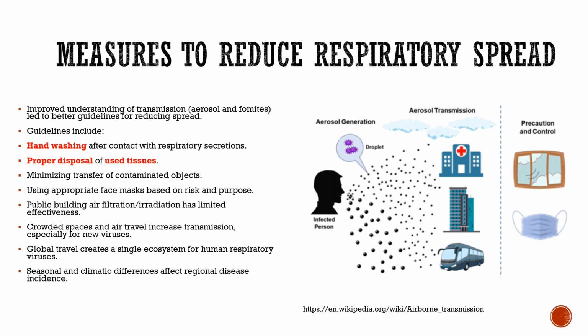Measures to reduce the respiratory spread of viruses. Increased understanding about how respiratory viruses are transmitted via both aerosol droplets and contaminated fomites has led to improved guidelines to reduce respiratory virus transmission both between hospital patients and staff and in the community. These guidelines include advice about hand washing after contacting respiratory secretions, care and disposal of used tissues, and advice to minimize transfer of contaminated objects, including stethoscopes, between individuals.